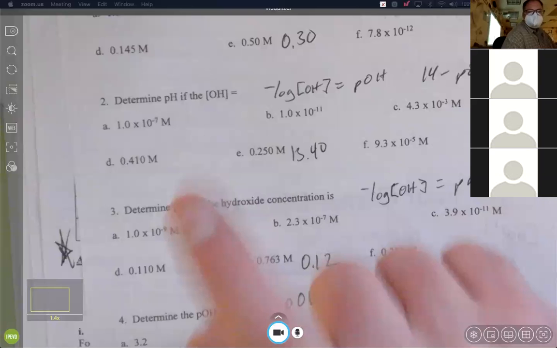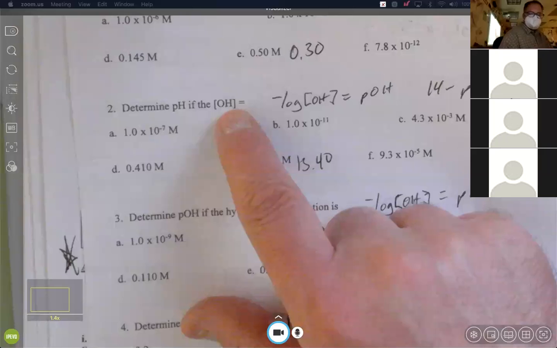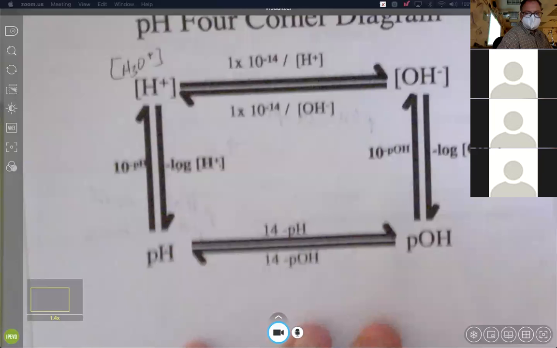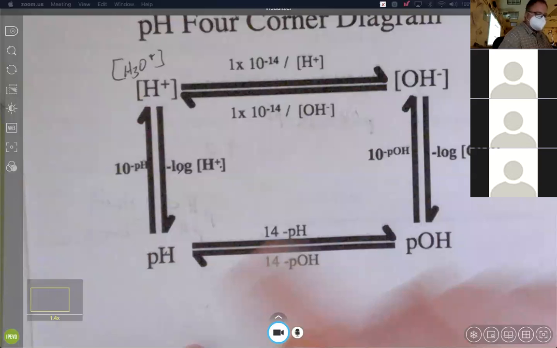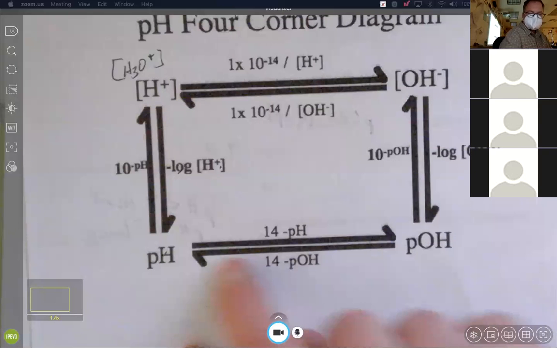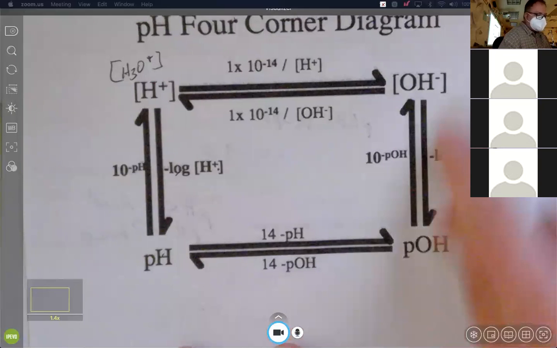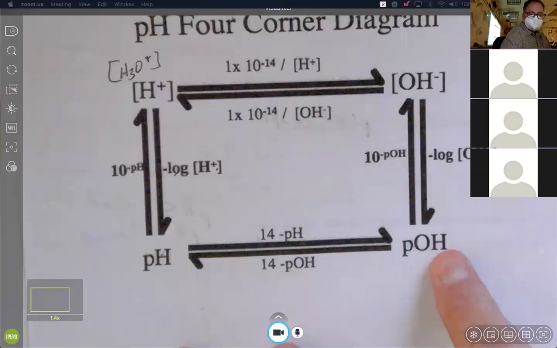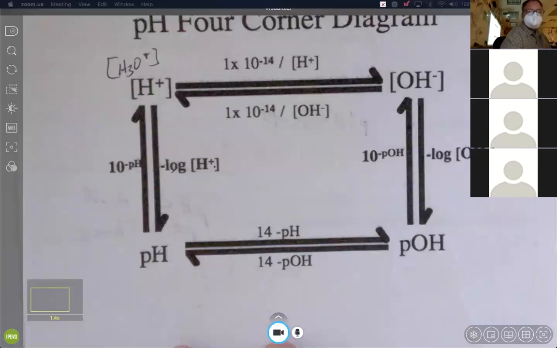So here's the deal: we have the OH, right? So that means we are starting over here, and we've got to get to this pH. So it's a 2-step process. We've got to go from OH down to pOH and then to pH. Whenever you find that one number, we're going to take 14 minus that number to get the pH. Oh, okay, I get it. I wasn't doing that 14 minus. I was doing something weird.